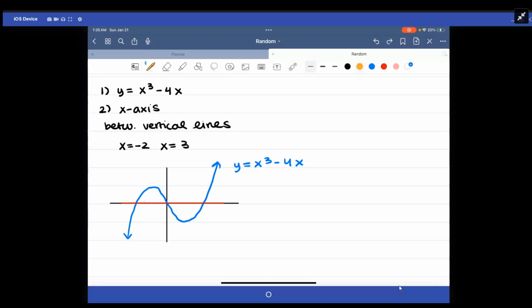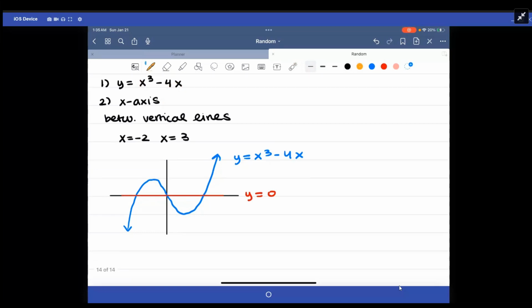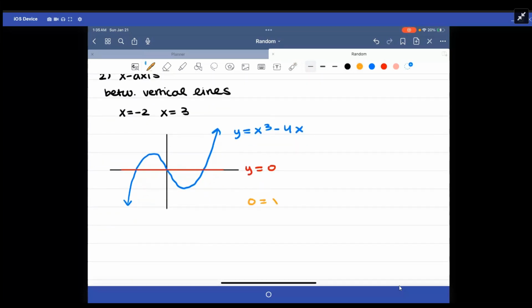And so we're going to set the equation y equals x cubed minus 4x equal to the x-axis. And as you can tell, the x-axis is just when y equals 0. So we're setting these two equal to each other. So it's going to be 0 equals x cubed minus 4x. We'll use the zero product property. So two products, you can set them separately to 0.